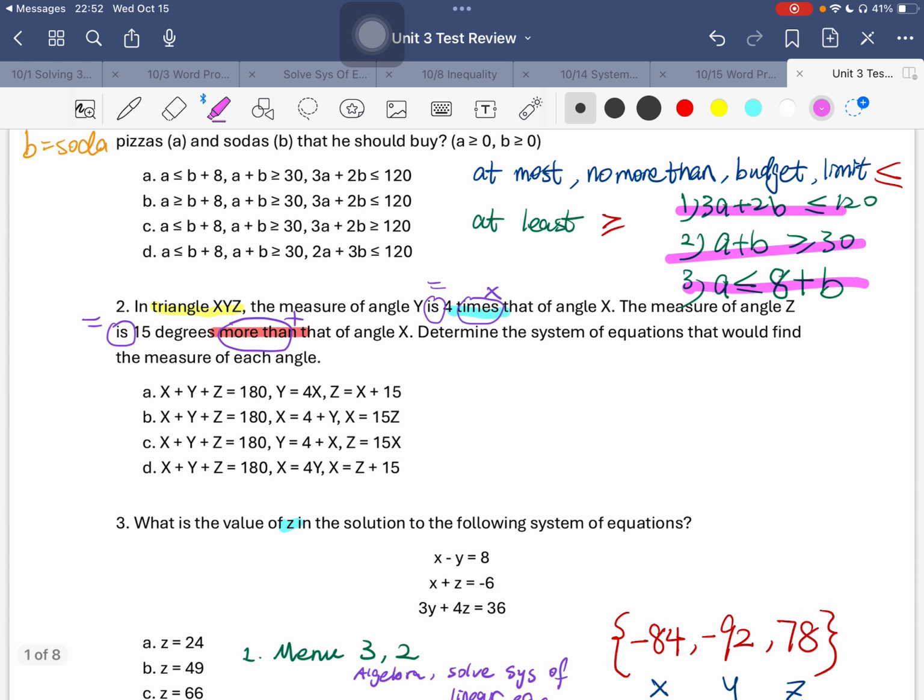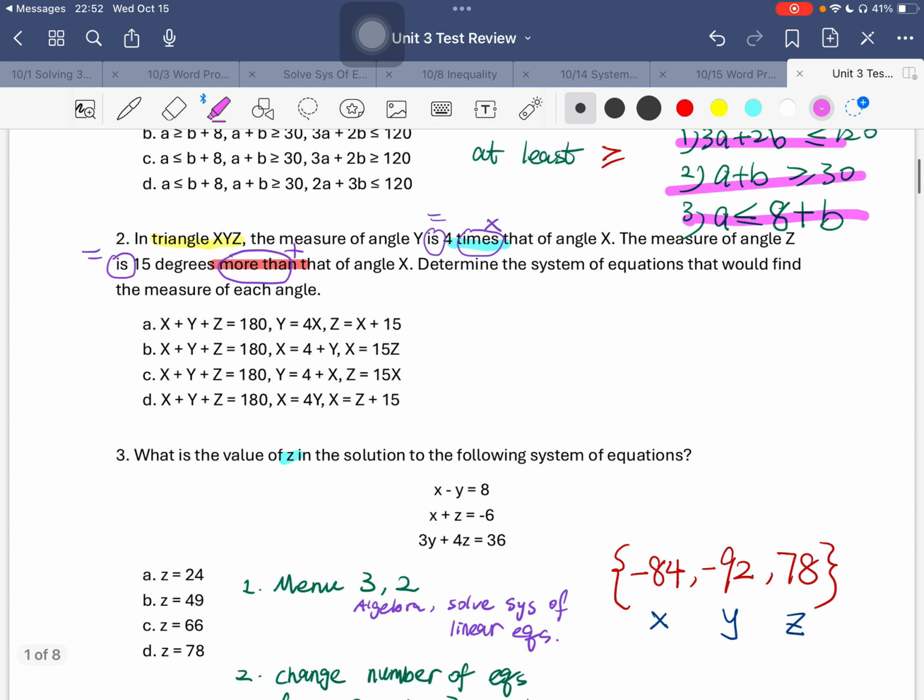Now question 2. The measure in triangle XYZ. From the notes, we know for triangle XYZ, we can always add up the interior angles and it equals 180. That's our first equation. Now the other two equations are going to be relations. I already wrote down those equation keywords. Is means equal, times means multiply. So we just write it the way we read it.